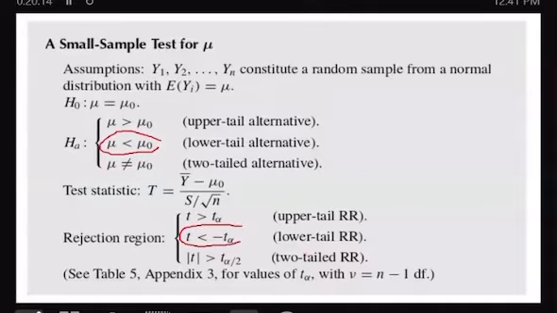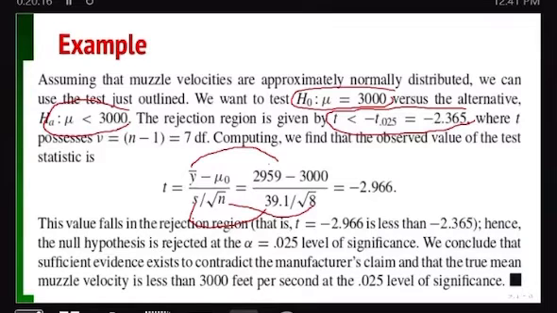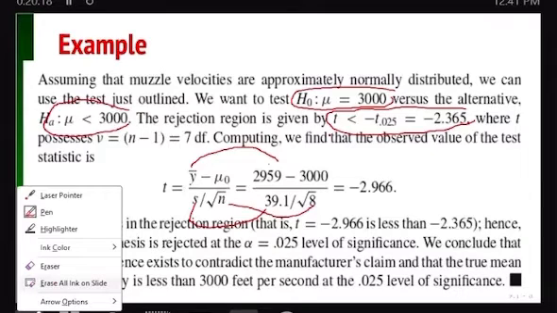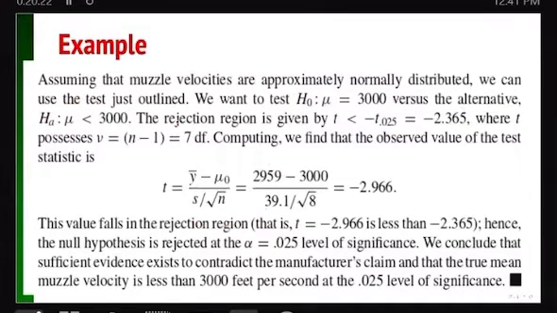Now, if I want to check from the table, because I have a sample of 8, I need the degrees of freedom. Here they gave you alpha to be 0.025. I'm going to check the T table at 0.025 and at degrees of freedom 7. That will give me 2.365. You are not going to see the negative from the table. You are going to be the one that puts the negative on that, because the alternative is a lower tail.